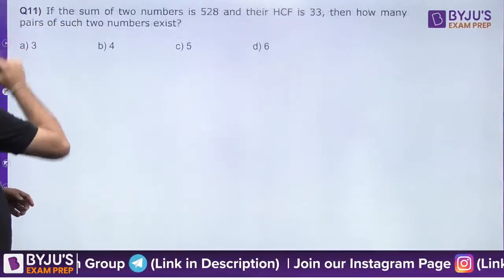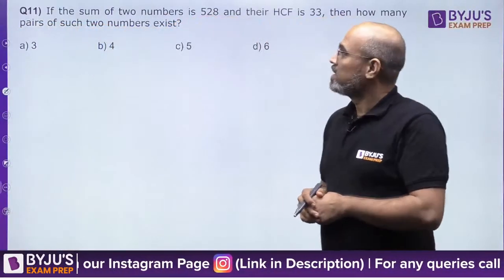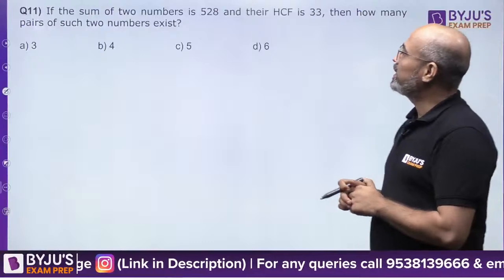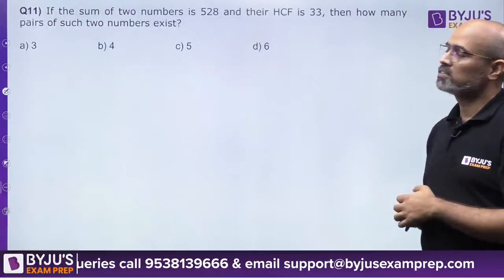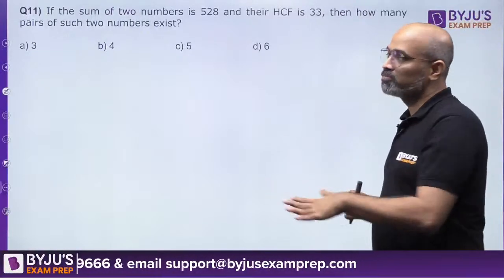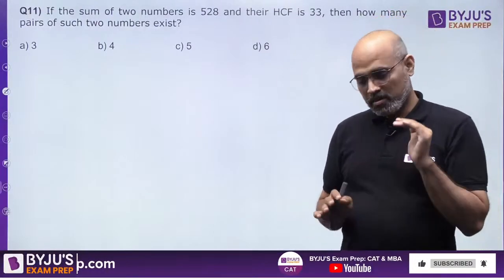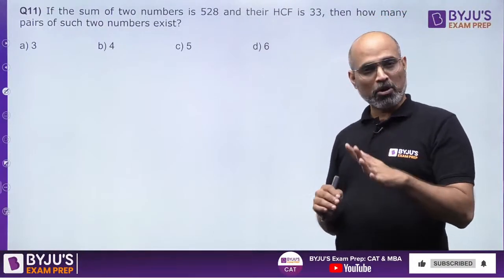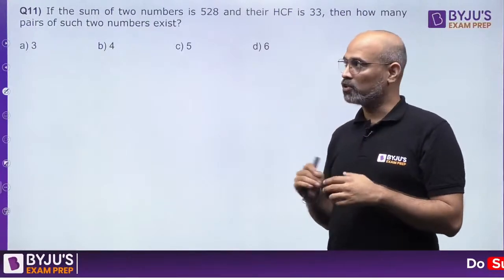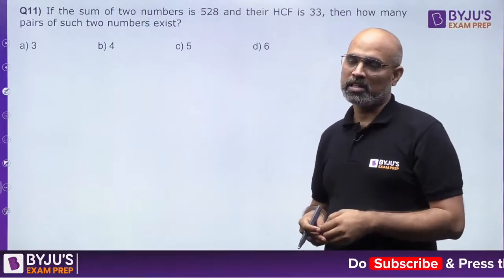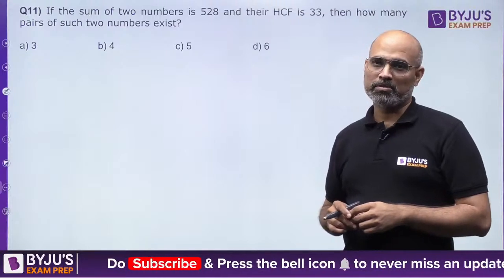Okay, let's move to the next question. If the sum of two numbers is 528 and their HCF is 33, then how many pairs of such two numbers exist? Again, a very straightforward, simple question. All these questions are from your exams, the free mocks that were given by CAT. So these are standard questions. If it looks very simple to you, it's a very good thing. If it looks difficult, it means you really need to revise all the concepts of numbers.